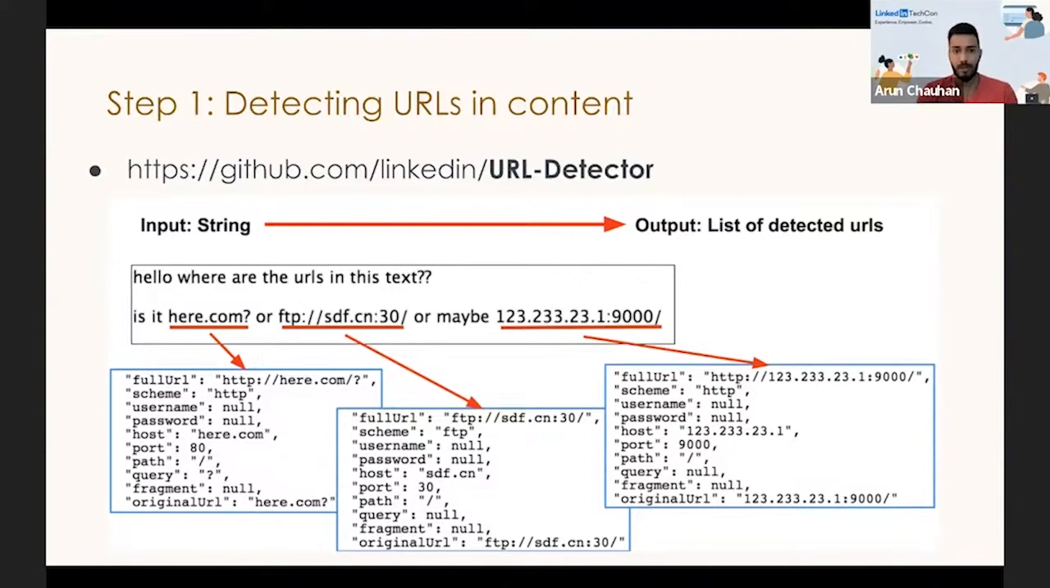Second link, it's an FTP link. So we know the scheme is FTP and so on. It will also parse this URL into all these fields. Third one is an IP link, and it also has a port. So again, it'll parse and get all these fields for these URLs.